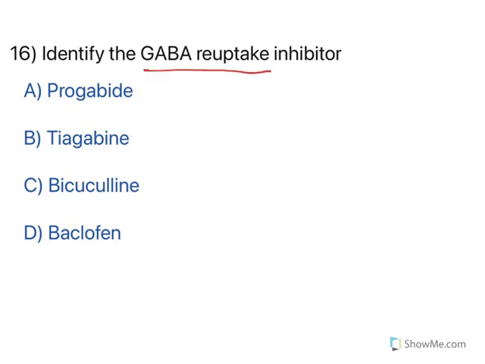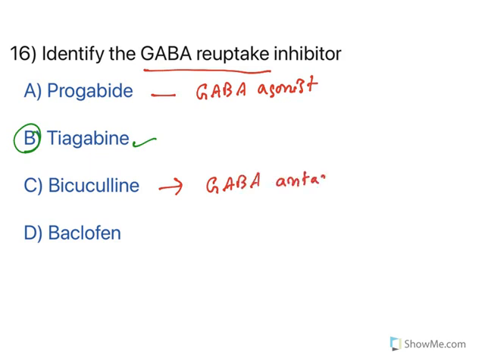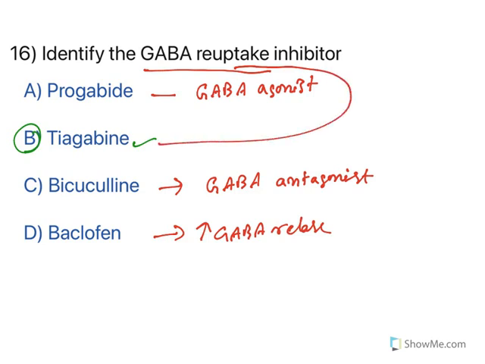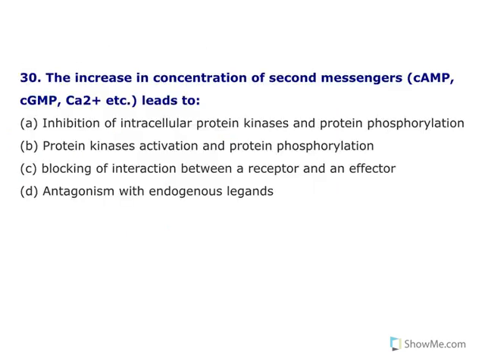Now, identify the GABA reuptake inhibitor. The GABA reuptake inhibitor is tiagabine. Now, see, everyone has got a function. Progabide is a GABA agonist. Bicuculline is an inverse agonist which also acts as a GABA antagonist. Whereas baclofen increases GABA release. So out of all of them, the one which acts as a GABA reuptake inhibitor is tiagabine. Moving to the next one.